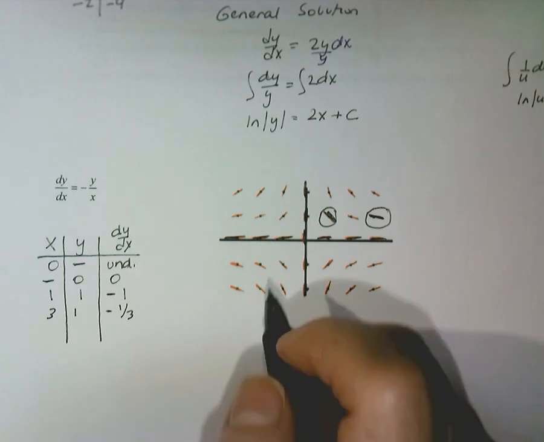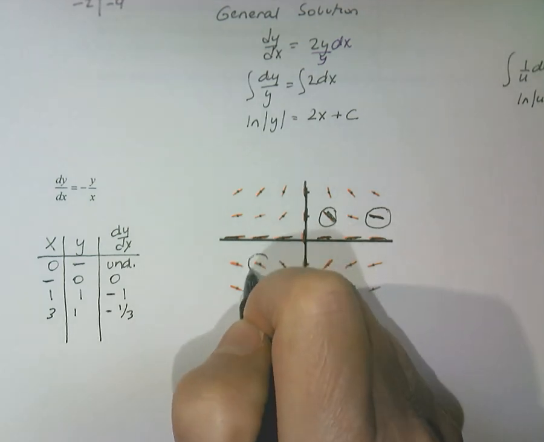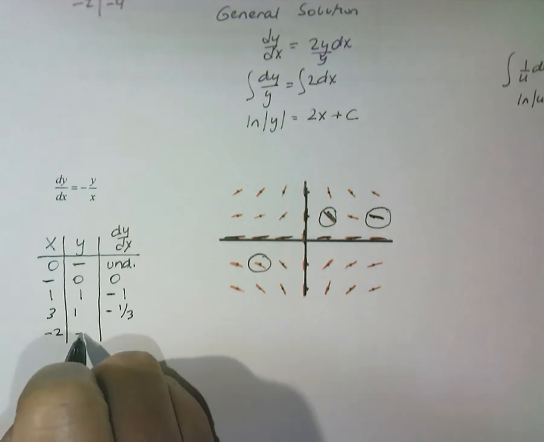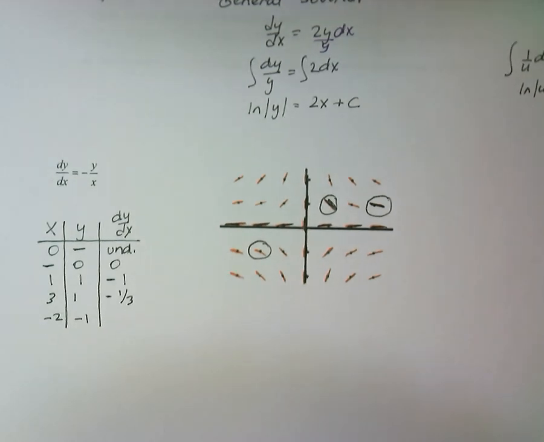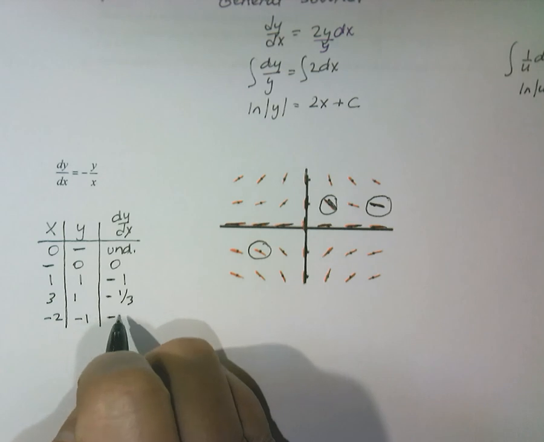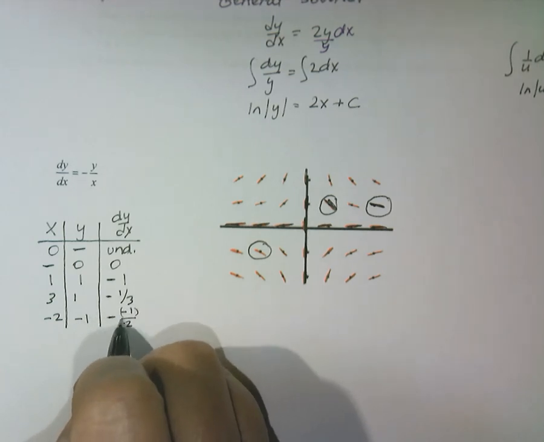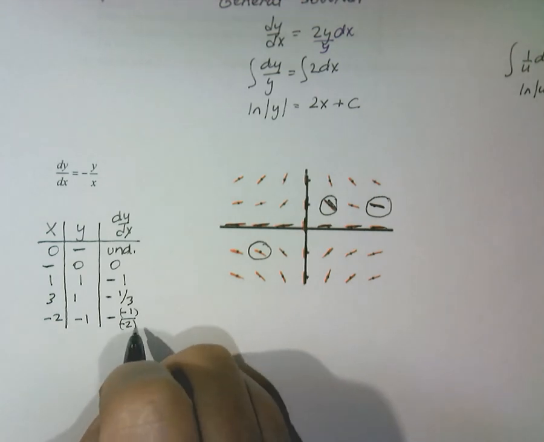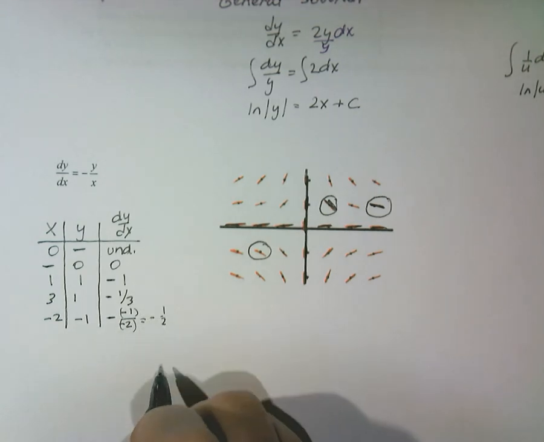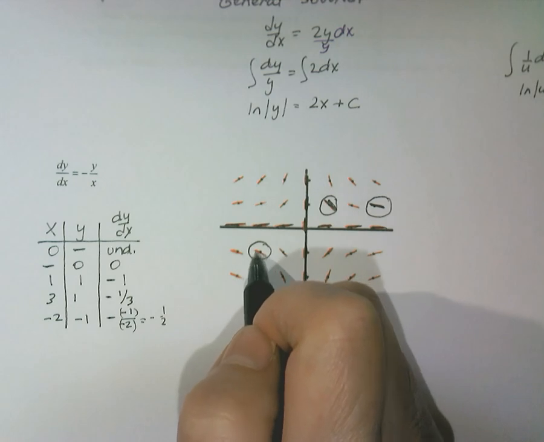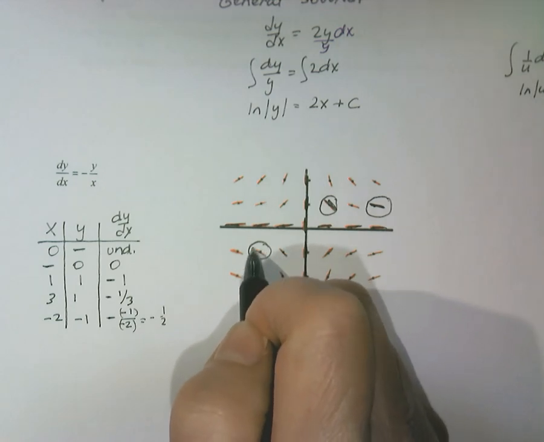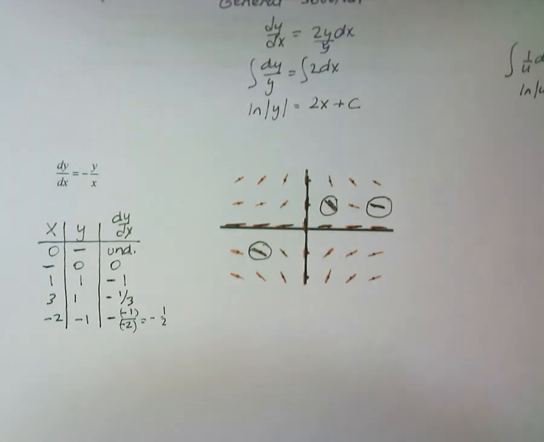And let's do another one. Let's do -2, -1. So I'd have -1 over -2. So it gives me -1/2. So I would think -1 this way, I'm just going to go a little less steep. And that's how a slope field is done. And I've only chosen some of the key points and a couple other points.